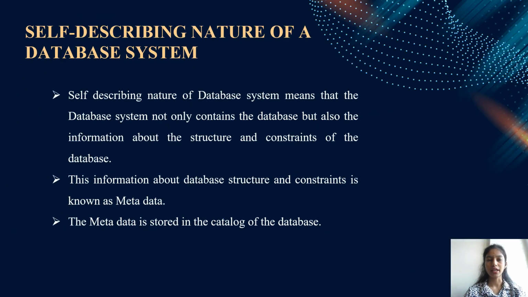Self-describing nature of a database system. Self-describing nature of a database system means that the database system not only contains the database but also contains the information about the structure and the constraints of the database. This information about the database structure and the constraints is known as metadata. Metadata is stored in the catalog of a database.